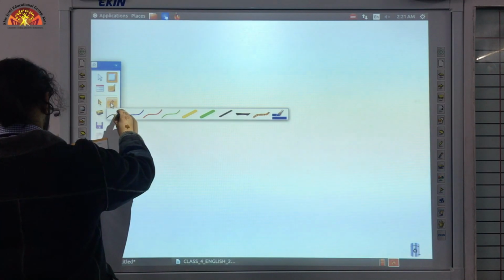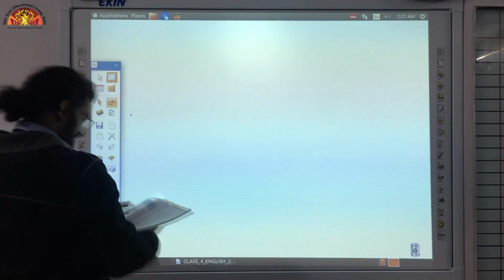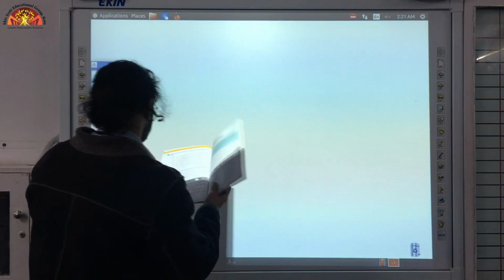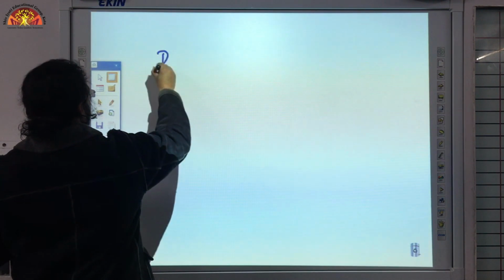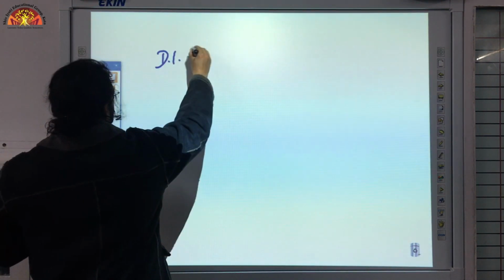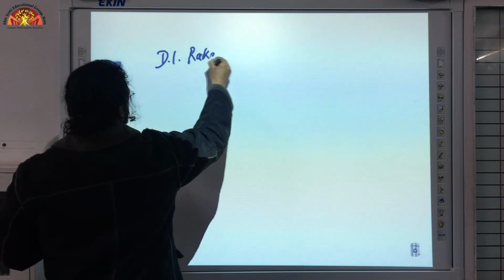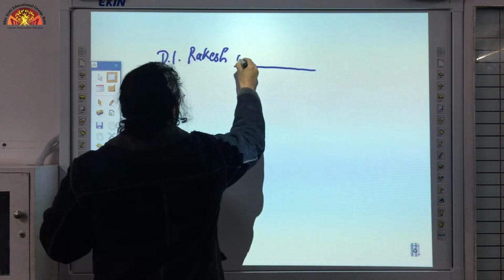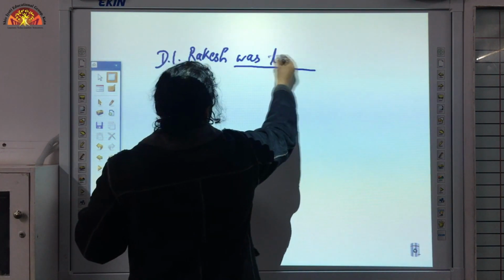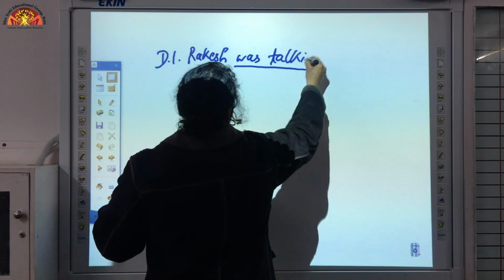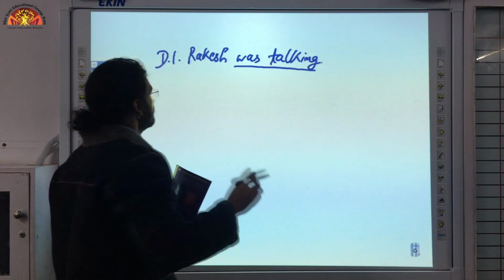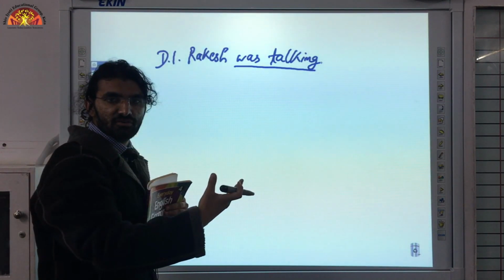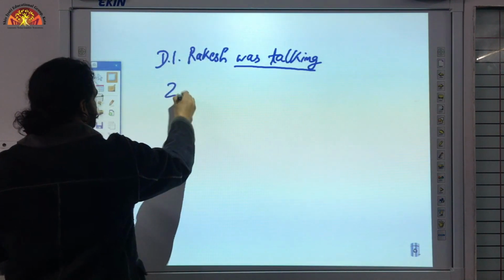Exercise D. And this time we will use blue color. I hope you like blue. Exercise D. First one. Rakesh is singular. That's why was talking. If instead of Rakesh we had boys here, then we would write boys were talking.